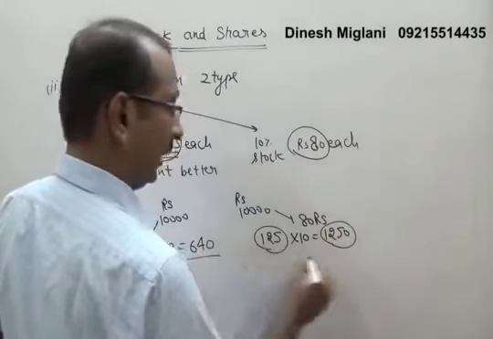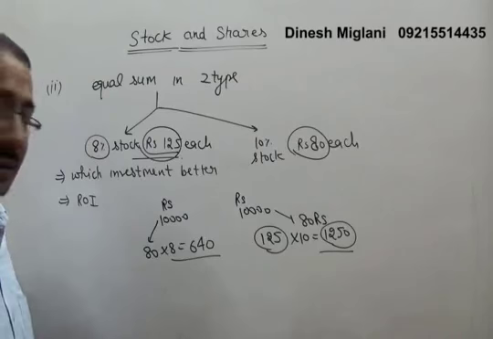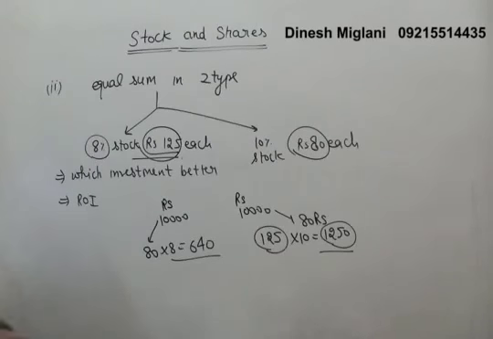The one thing here I can simply say is that the better investment would be the second one, because in that case he is getting rupees 1250 as a dividend. In the first case he is getting a dividend of rupees 640. Right? For the second answer, you have to find the ROI.